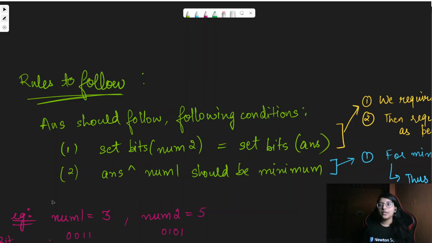First, what rules are we required to follow for getting our answer? The answer should follow the following conditions. First, the set bits should be equal: the count of set bits in nums2 should be equal to the count of set bits in the answer. This is the first rule. And then, answer XOR num1 should be minimum. Corresponding to these two things, we are required to figure out our answer.